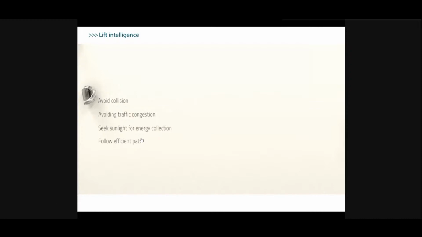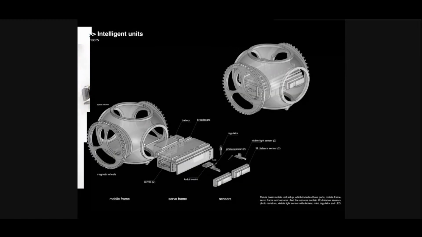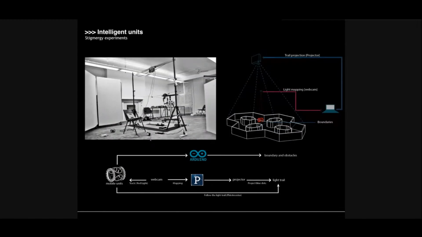So these were some of the parts of the prototype where we essentially use servo motors, Arduino, a few light sensors and photoresistors, and an IR distance sensor. Initially I had showed you a digital version of a stigmergy. Then we tried to experiment in a physical space.